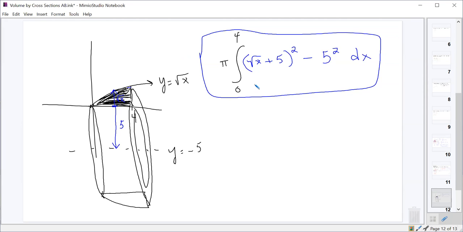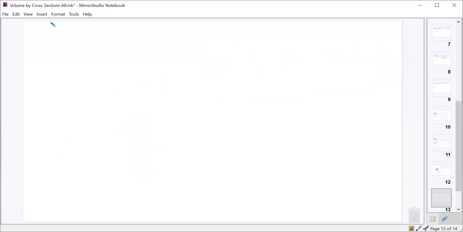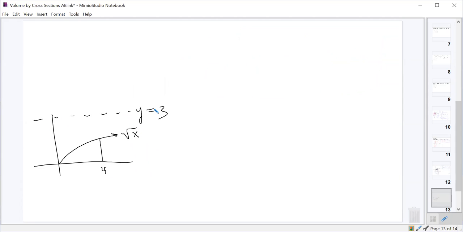All right, let's do another one similar to this. Let's take y equals, how about, the square root of x. And instead of revolving it around y equals -5, let's revolve the region from 0 to 4 around the line y equals 3. So around something that is above it.